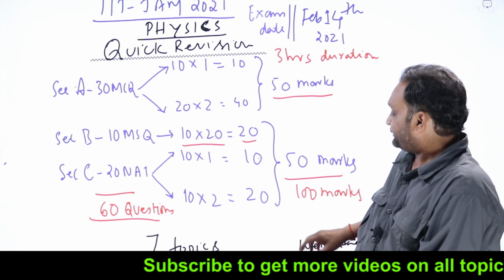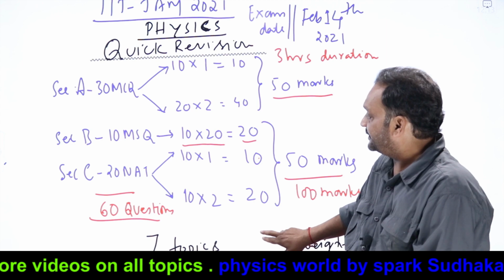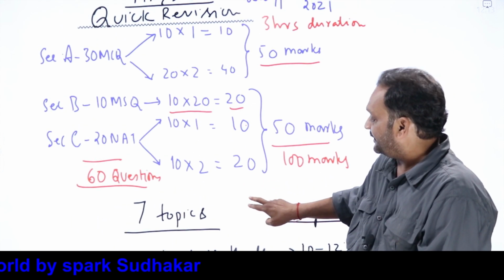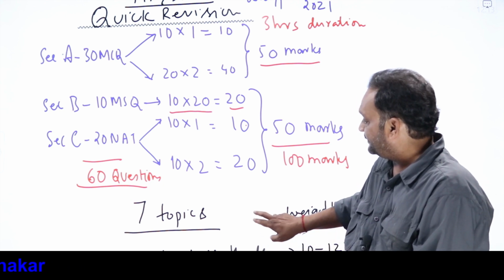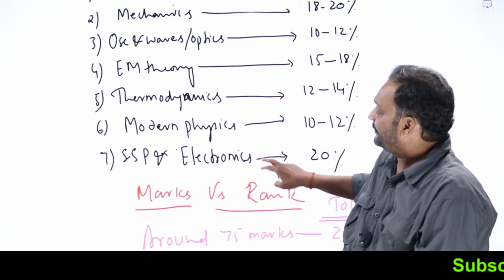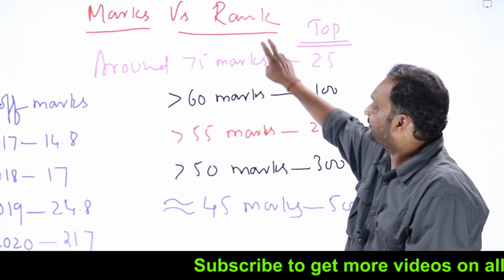Right now, what are the topics involved here? What are the topics in the physics paper? First, instead of going to topics, we'll see what the scoring pattern is at the all India level. Marks versus ranks, we'll see next. Marks versus ranks.